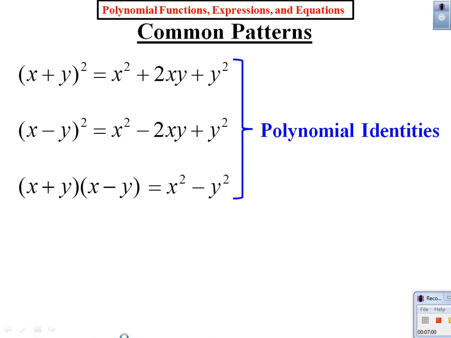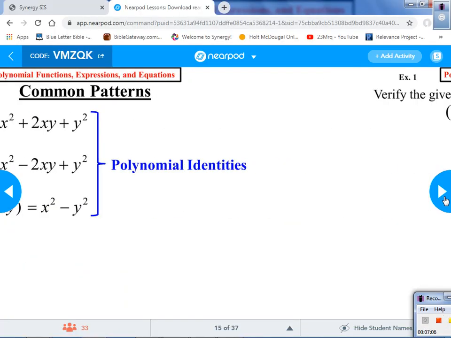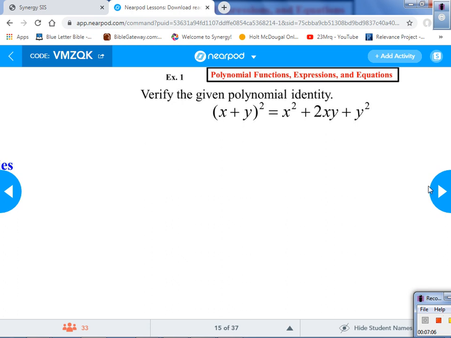So I'm going to leave that one up there, and I'm going to go to Nearpod, and I'm going to forward your screen to example 1. Once you're done copying the identities, copy example 1, and it reads, verify the given polynomial identity. And they give us x plus y squared is equal to x squared plus 2xy plus y squared.